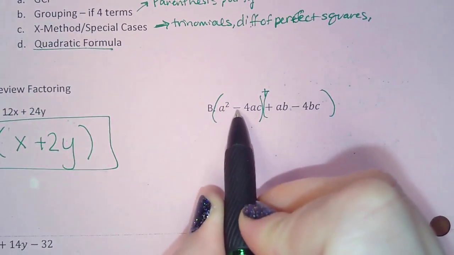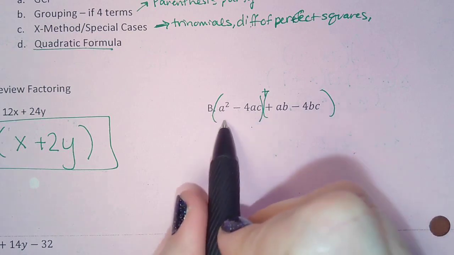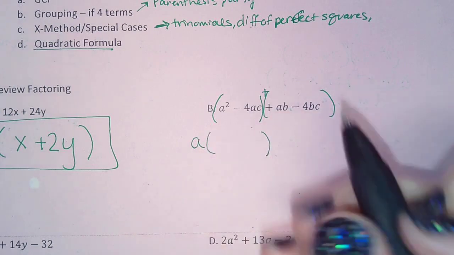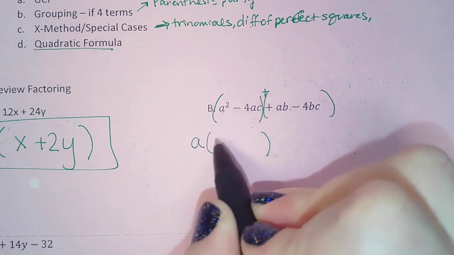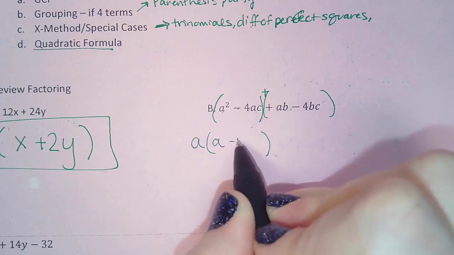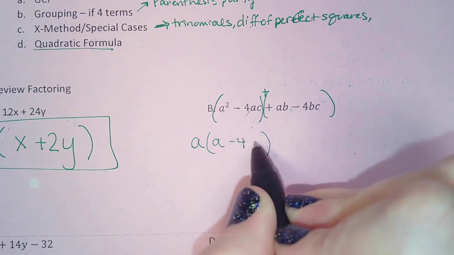a squared and minus 4ac. So both of these have at least one a. I can divide out a. a squared divided by a is a. Negative 4 divided by 1 is negative 4. a divided by a, cancel. c divided by no c is c.